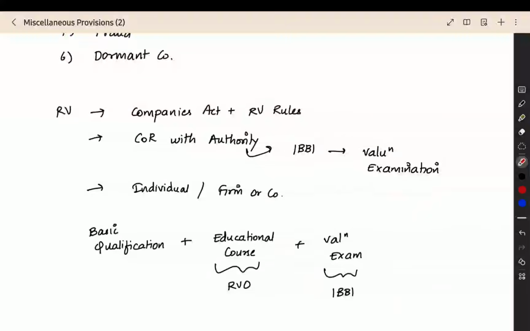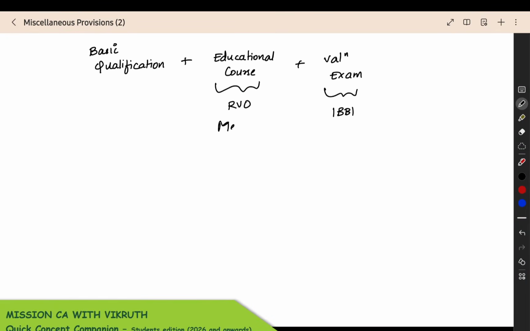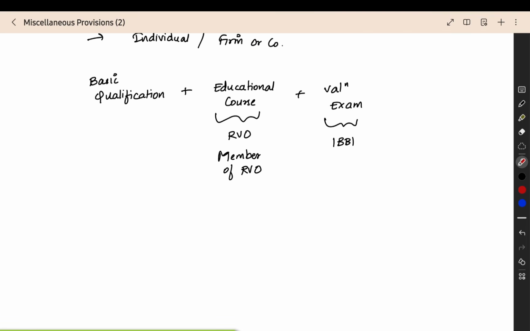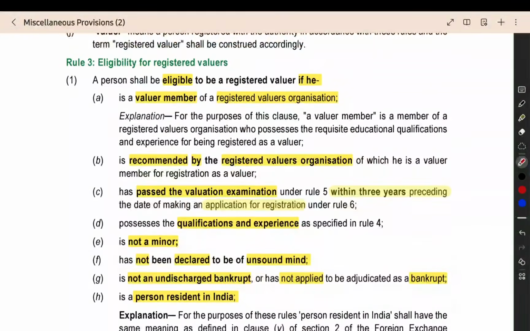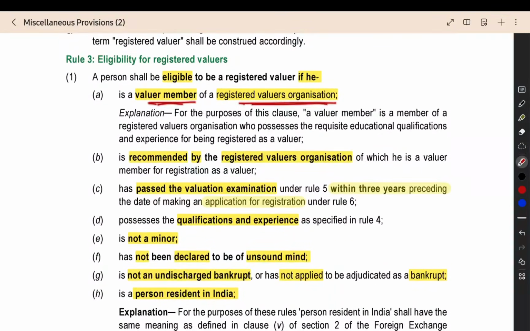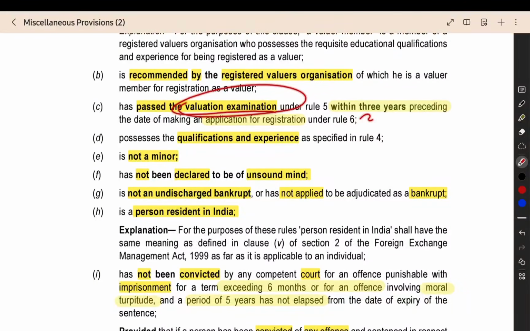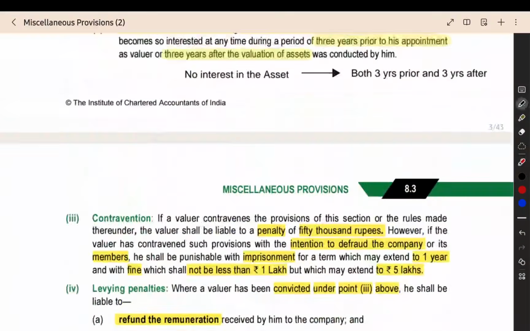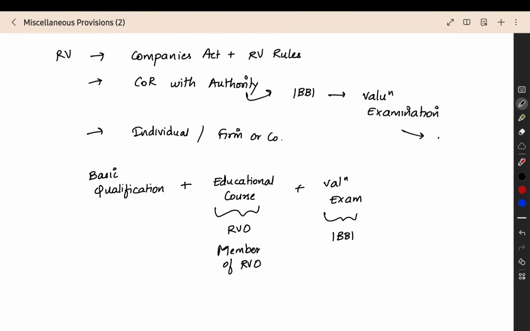When you want to attend a course of the registered valuer organization, you should become a member of the registered valuer organization also. Member of RVO, then only you can participate in and complete the educational course. So here, the valuer is a member of a registered valuer organization, recommended by the registered valuer organization, and has passed the valuation exam within 3 years. So here is one more point: you have to pass the valuation exam, and then within 3 years you have to apply for the certificate of registration.